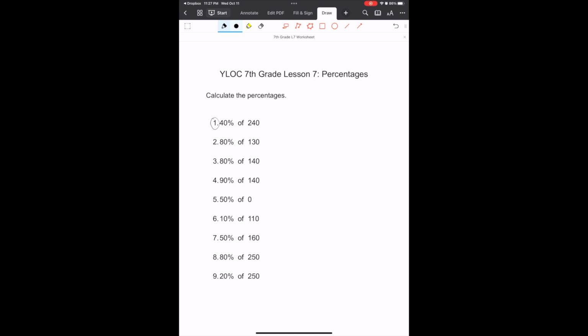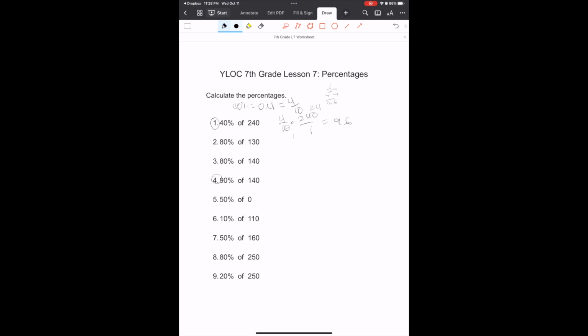Well, first let's write 40% as a fraction. 40% is equal to 0.4 as a decimal, which is equal to 4 over 10 in fraction form. So you're going to do 4 over 10 times 240. And then once you simplify that, you get 24 times 4, and 24 times 4 is 96. So 40% of 240 is 96.